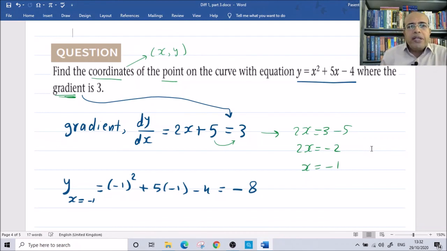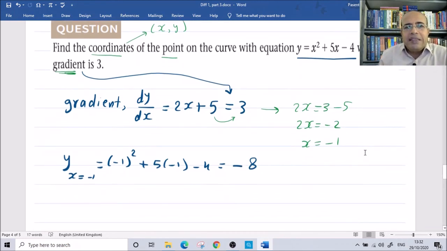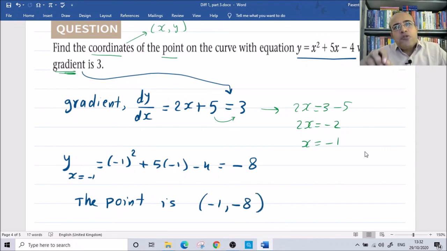So the coordinates of the point where the gradient is 3, we write the point is x equals -1 and y equals -8. At this point, the gradient equals 3.